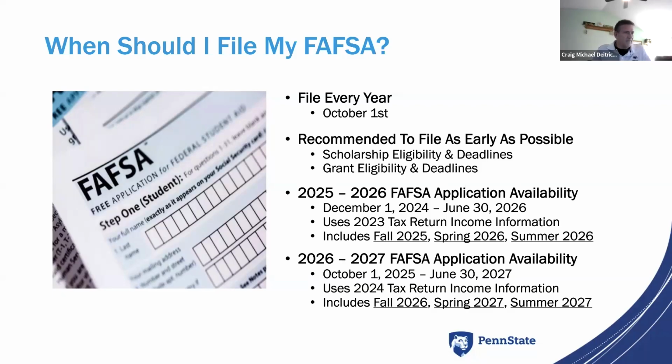So 2526 FAFSA, notice it didn't open until December last year because of some delays, but you could actually file it up to the end of June of 2026. So that's the actual deadline for filing it. But again, we're going to talk about Penn State's recommended things. 2526 FAFSA is aid opportunities for fall 25, spring 26, and summer 26. 2627 opened again officially yesterday, but about a week ago. You can file it up till June 30th of 2027. And that's your aid opportunities for fall 26, spring 27, and also summer of 2027.